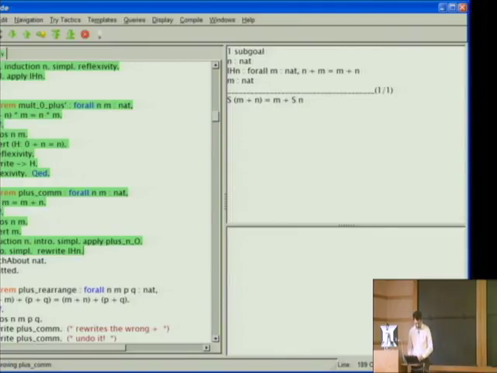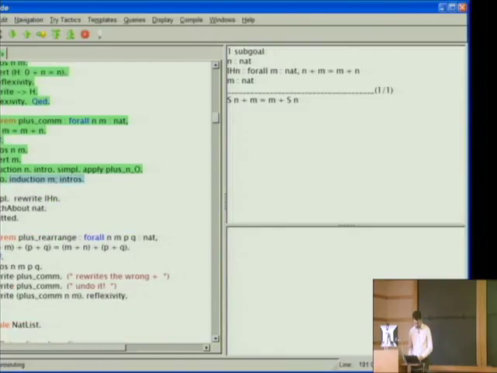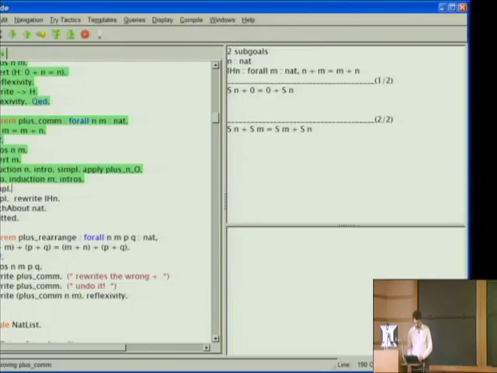I shouldn't be stuck. What's wrong here? Do I also need an induction on m? It's possible. All right, let's do an induction on m.